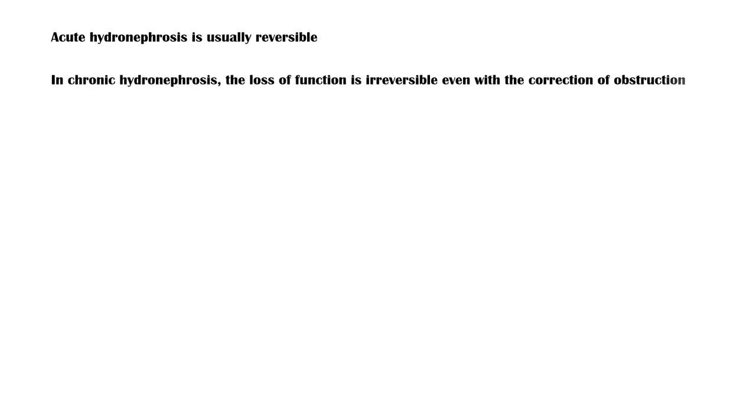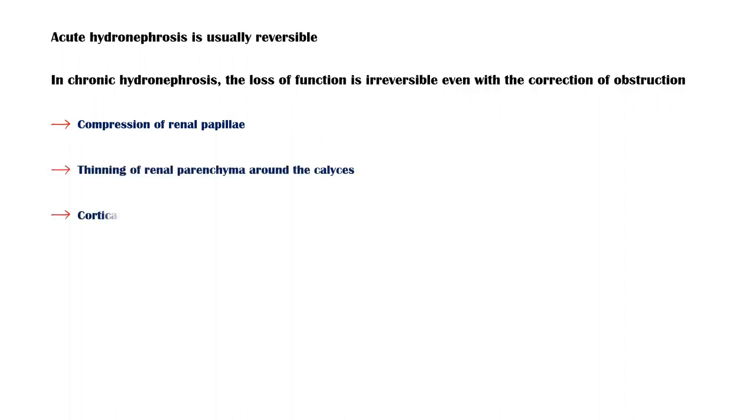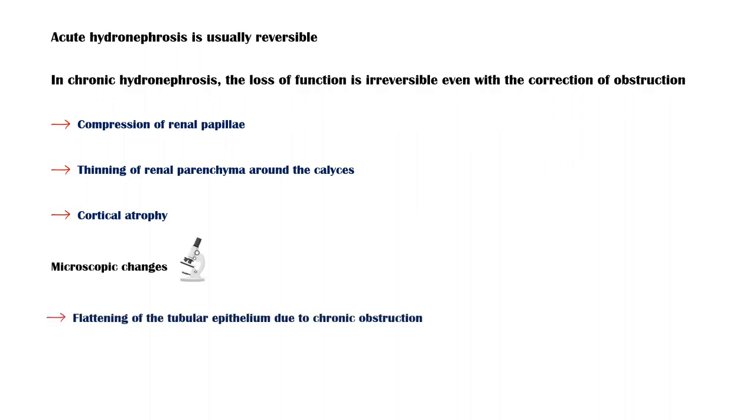Acute hydronephrosis is usually reversible. However, in chronic hydronephrosis, the loss of function may be irreversible even with correction of the obstruction. Common findings include compression of the renal papilla, thinning of the renal parenchyma around the calyces, and cortical atrophy. Microscopic changes include flattening of the tubular epithelium due to chronic obstruction and increased collagen deposition.